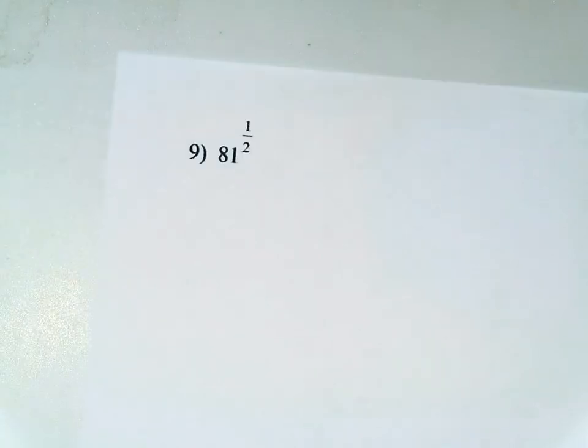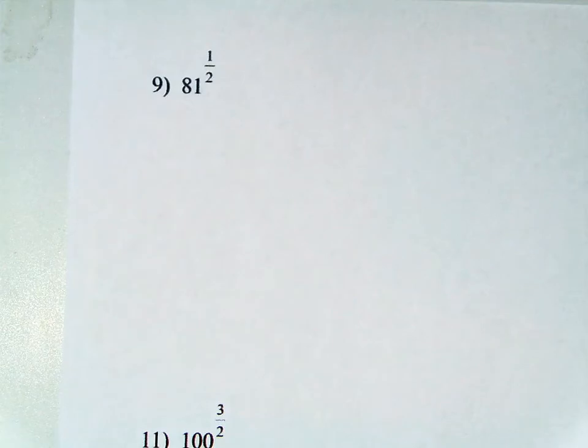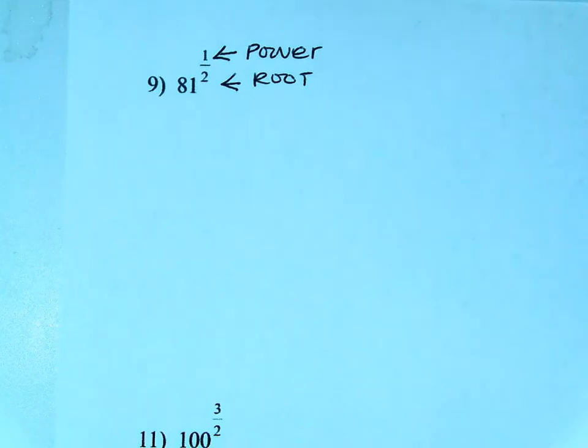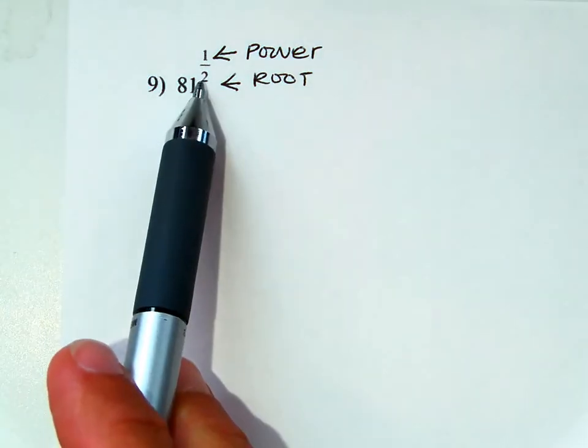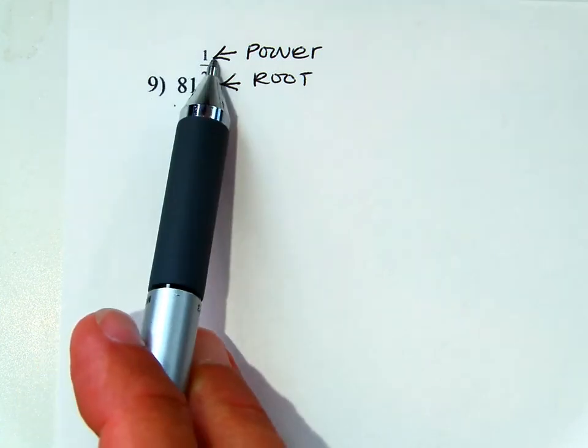All right, number 9. Now we've got some fractional exponents, some rational exponents. These are just radicals. What you need to know is that the top number represents a power or an exponent, and the bottom number represents what type of root. So if you want to rewrite this, you can. This is just saying that we're taking the square root of 81 raised to the first power.